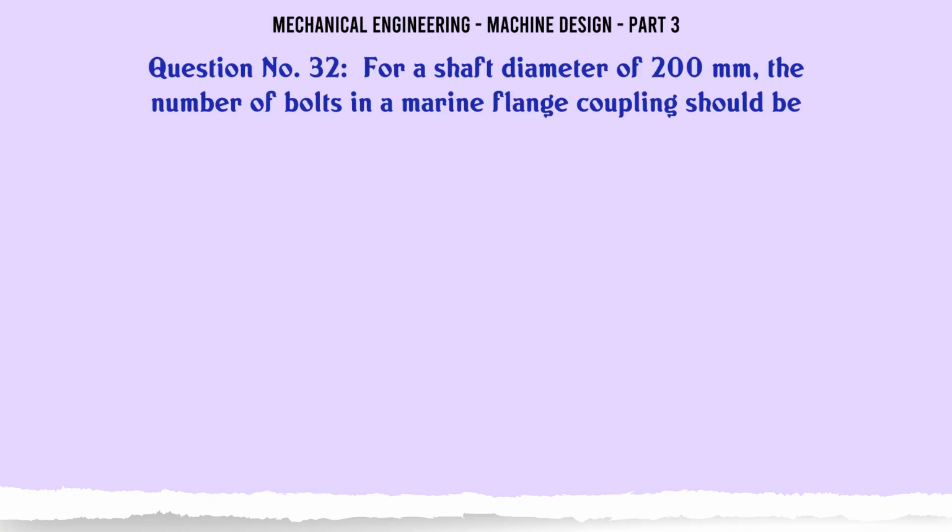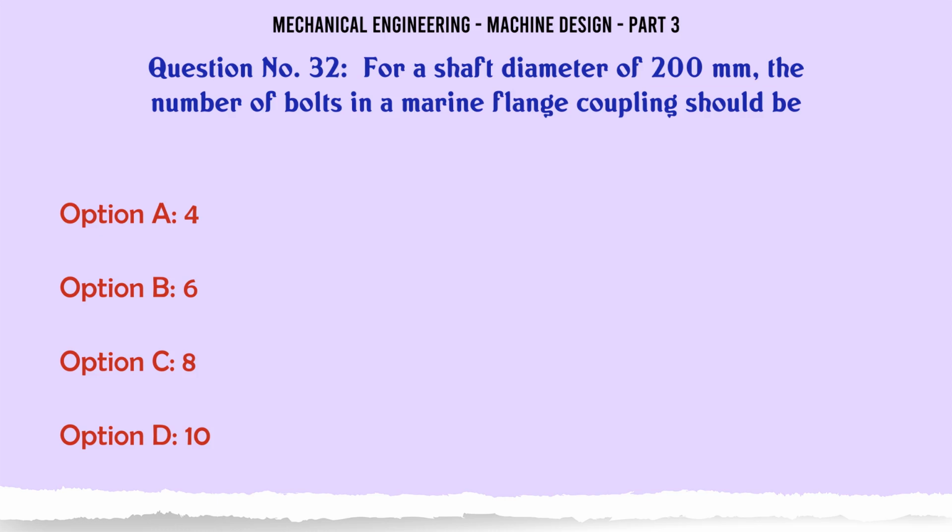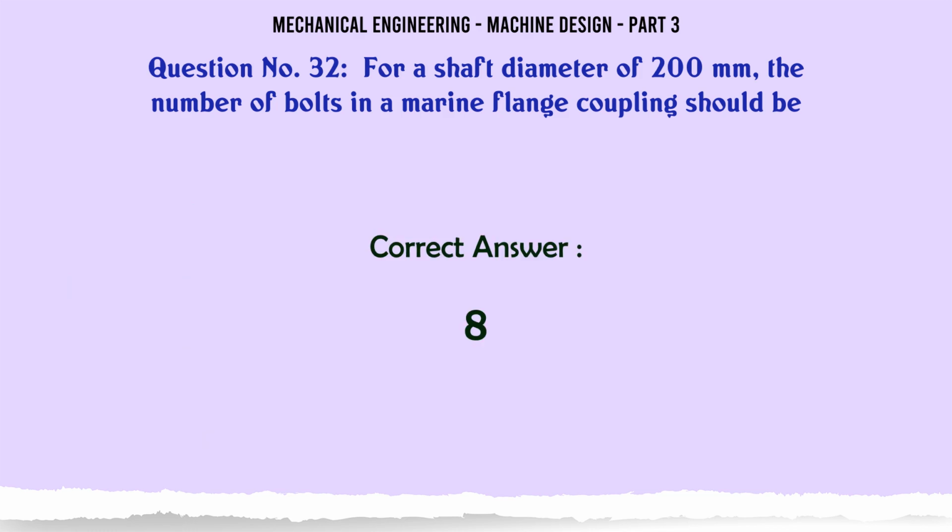For a shaft diameter of 200 mm, the number of bolts in a marine flange coupling should be A. 4, B. 6, C. 8, D. 10. The correct answer is 8.